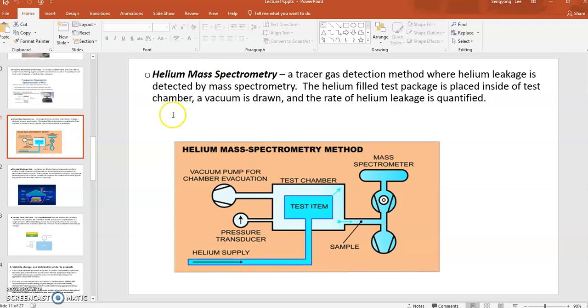spectrometry method. As this diagram shows, your packaging material is hooked up with the helium gas, and then that will be placed inside of a vacuum chamber. Any leakage of the helium gas will be detected in this vacuum chamber when you're pulling the vacuum. So if there's any opening or leakage, the helium will travel from inside of the packaging material to outside, and that leaking helium gas will be detected through the mass spectrophotometer. So that's how this method can detect the leakage of the packaging material.